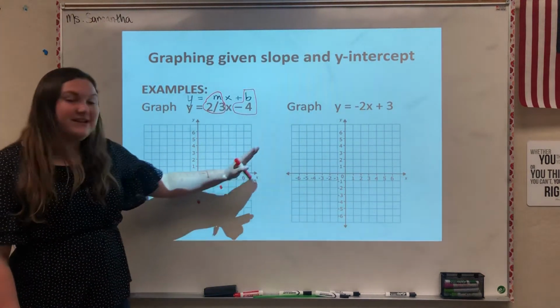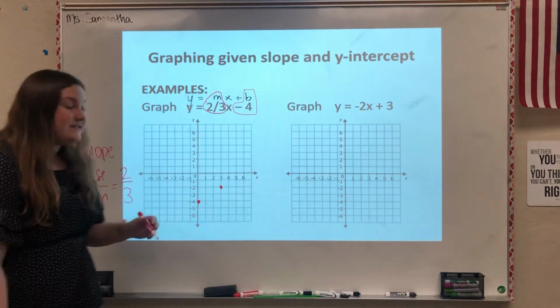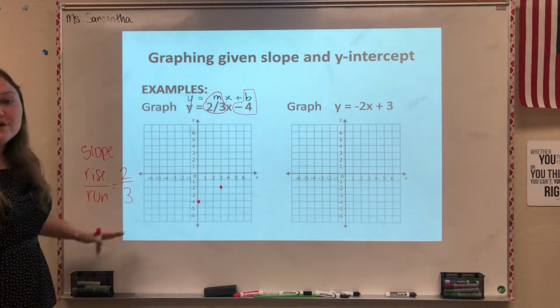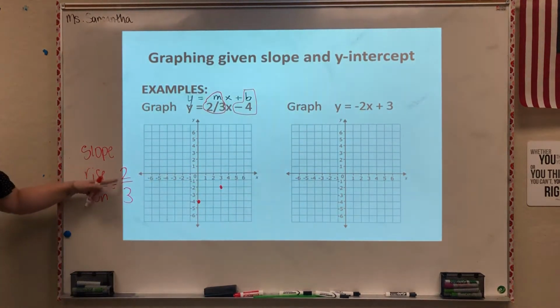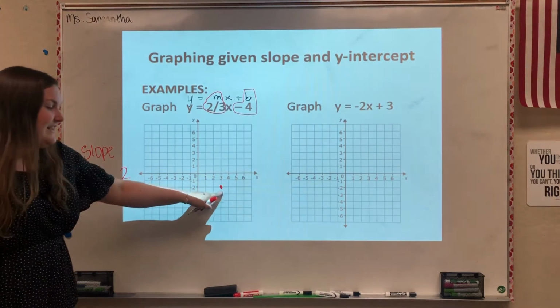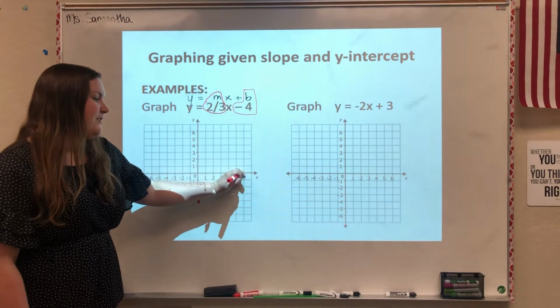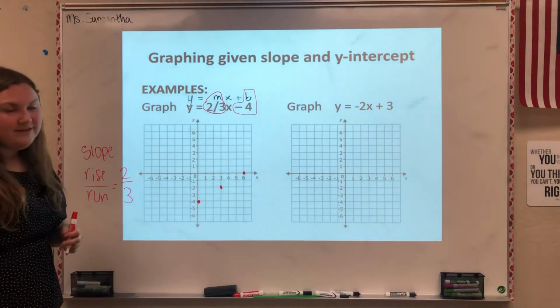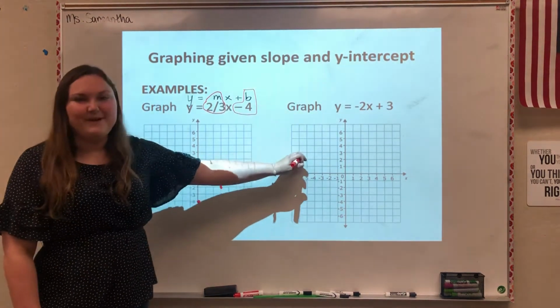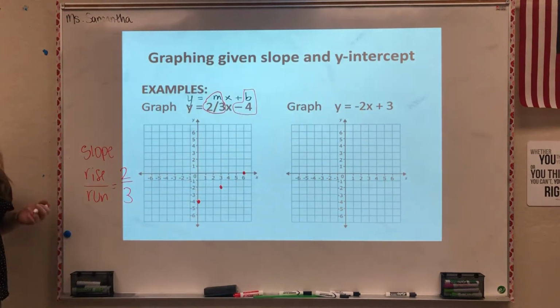Now I can see where the line is, but you can plot more points just to make sure that line goes all the way across the graph. So I could do the same thing again. Now starting here, I can go up 2 and over 3 to get another point. If I tried to keep doing that, it would take me off the graph. But we've got 3 points now.